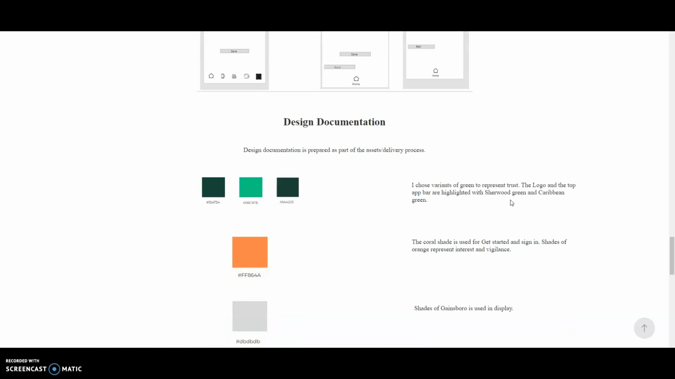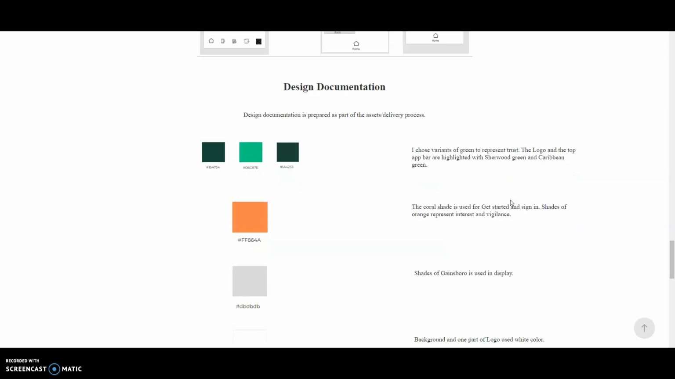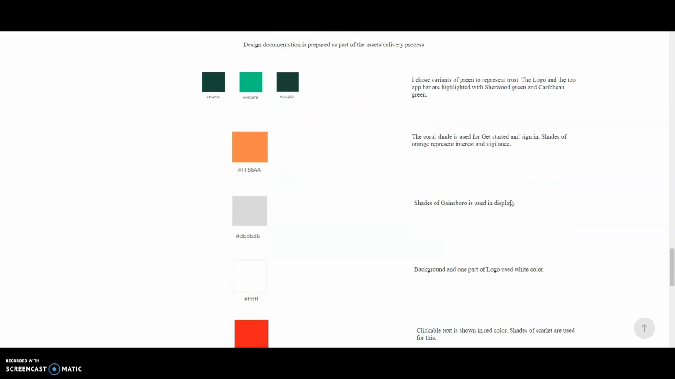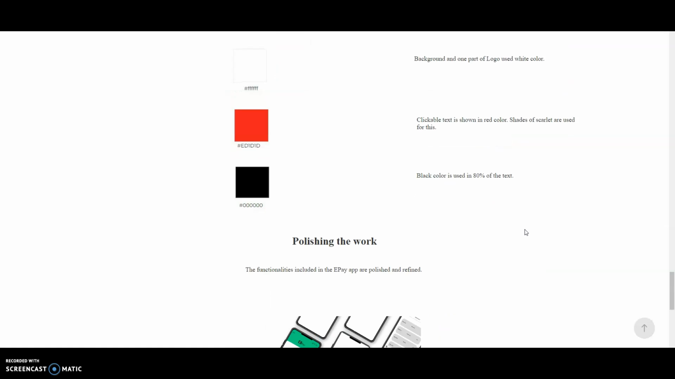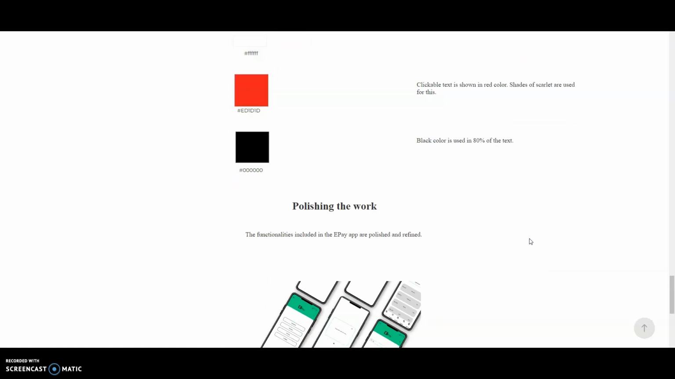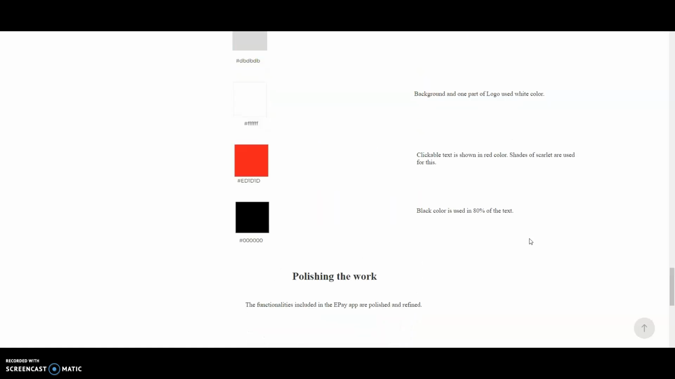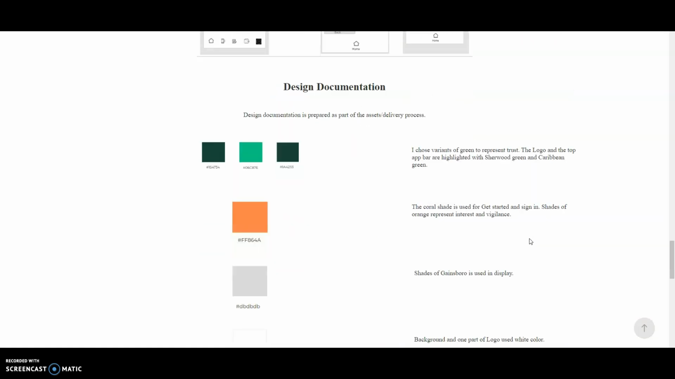After the prototype was tested with the participants, a design documentation was prepared for the assets and the delivery process. I chose multiple colors based on the requirements, and I followed Plutchik's emotion wheel for the design documentation.